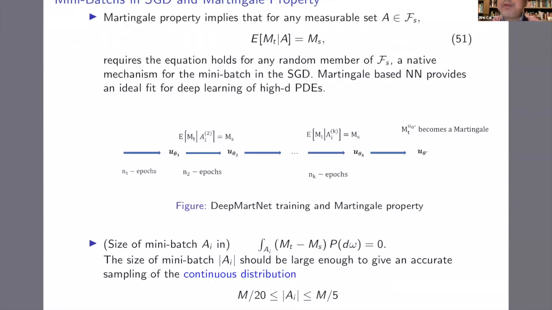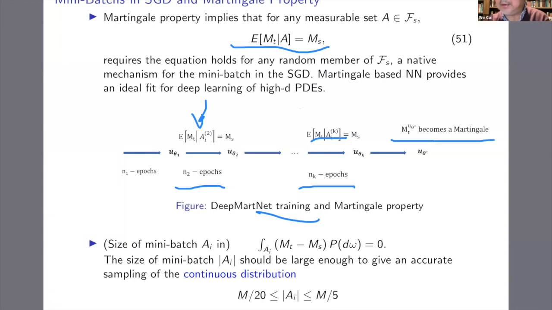So let me make some comments about this approach. Like I mentioned, the Martingale property and this deep learning training is a perfect marriage, because you pick some A_i, you train it for one epoch, and you pick another A_i, you train for another epoch. When at the end, if this becomes a Martingale, then this becomes the solution.